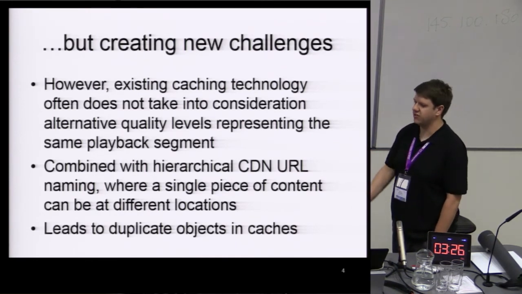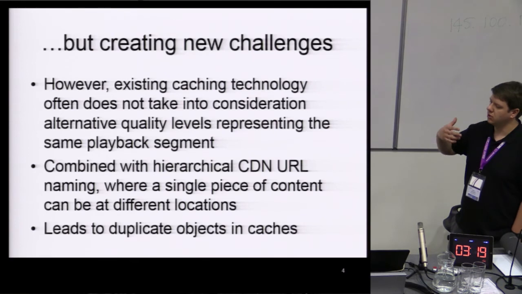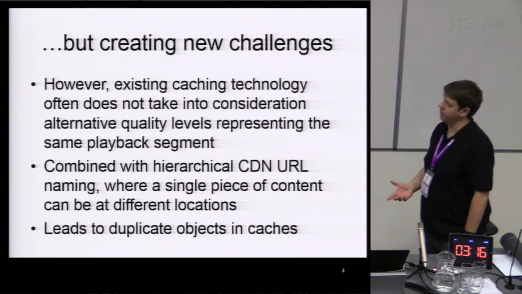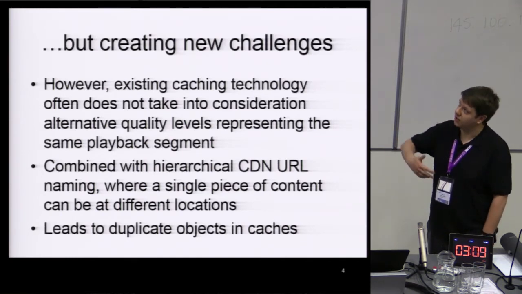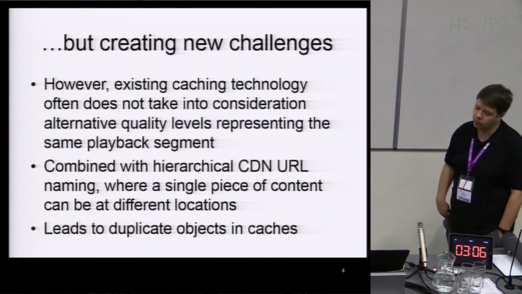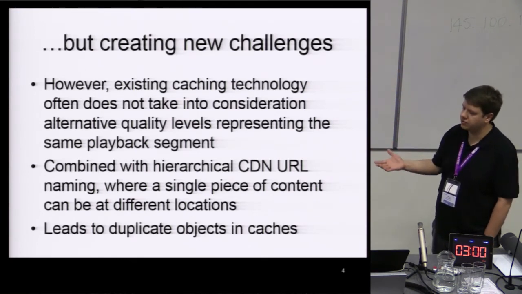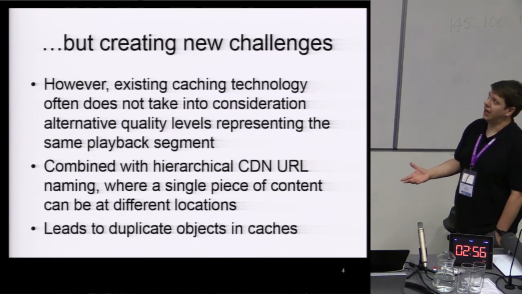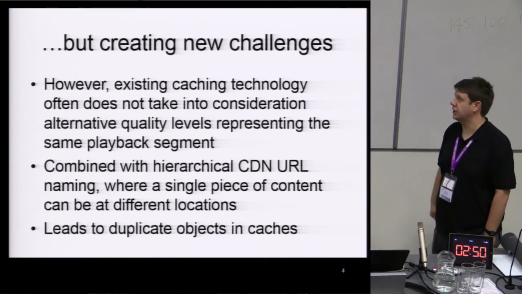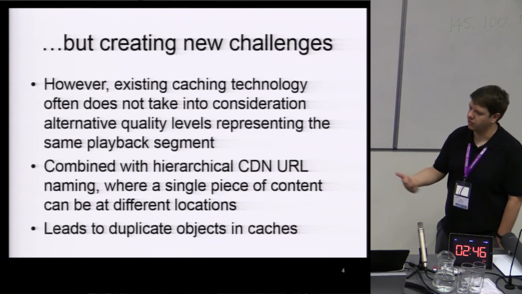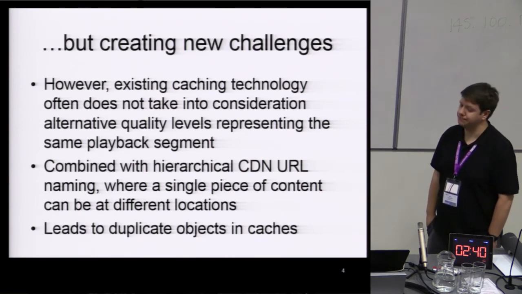Existing caches, so things like SQUID, don't take into consideration the fact that you can swap between these quality levels. So for example, if you have the 1080p version of a video and then the 720p, in a traditional cache this will be stored twice, which we think is a waste of cache space. This is combined with the fact that at the moment they tend to use URLs as the unique identifier for a file in a cache, and when you use CDNs, something like YouTube that uses Google's infrastructure obviously, they tend to duplicate the same content because it resolves to different URLs, even though the content itself might be completely the same.